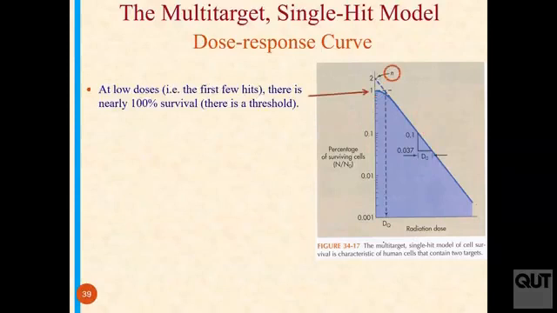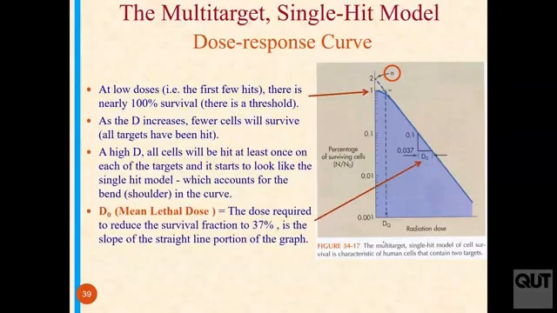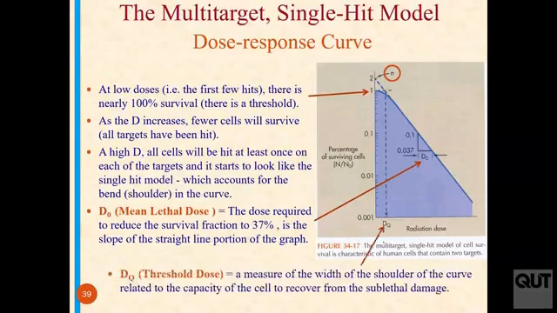At low doses, there's nearly 100% survival. That's because each cell is very unlikely to get multiple hits with just a few doses. But as you increase the dose, you'll start to get more and more cell kill. The mean lethal dose is, again, this 37%, and then there's this threshold dose up here, DQ, which is where it starts to go from the shoulder area down to the exponential area. So that's the threshold dose.